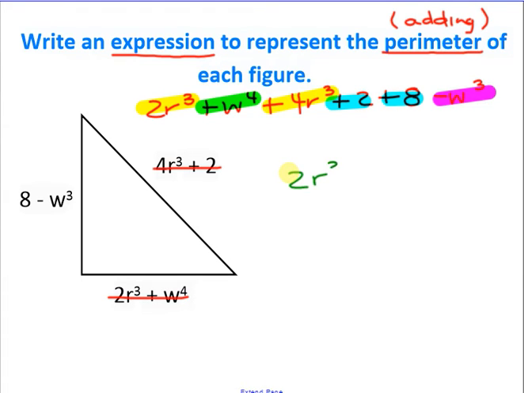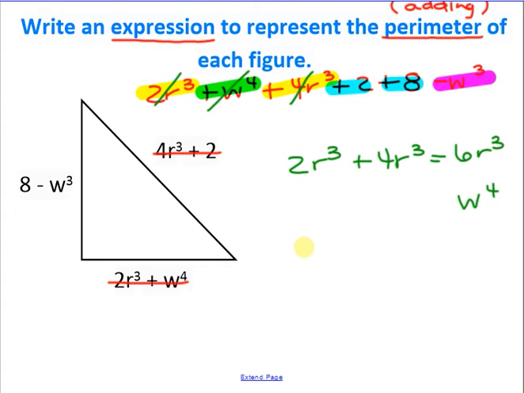So 2r to the third plus 4r to the third. 2 plus 4 is 6r to the third. All right, so I took care of that. Now this green guy over here, he's just kind of by himself. W to the fourth. Nobody to combine with him, so he was easy.